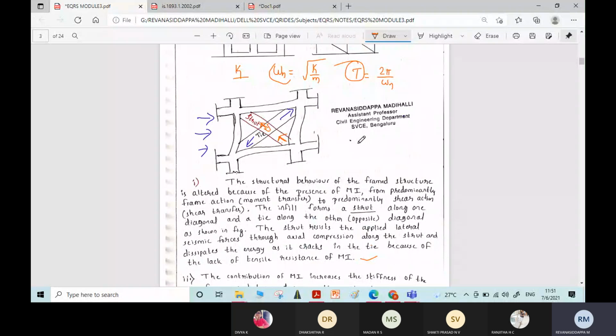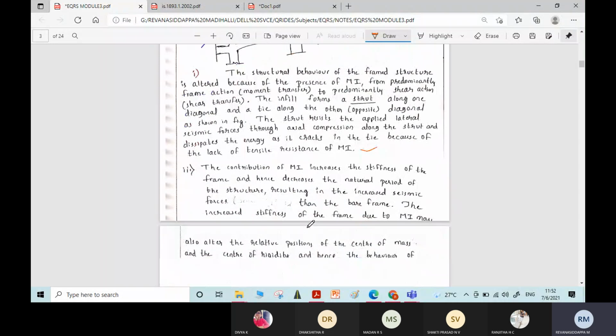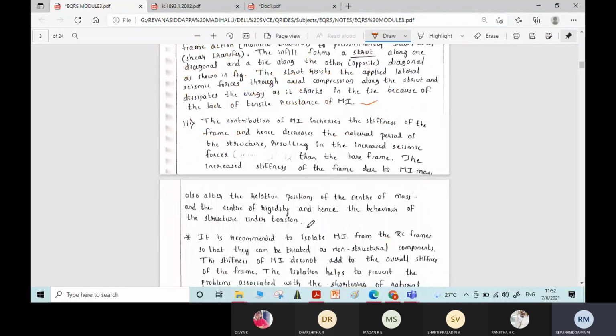Means the difference between the center of mass and the center of rigidity will be higher. In that way the eccentricity increases. When the eccentricity increases, the performance of the building decreases. That is also one of the disadvantages of this masonry infill.